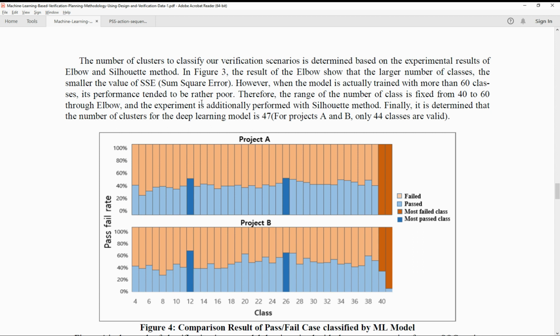The experiment is additionally performed with the silhouette method. Finally, it is determined that the number of clusters for the deep learning model is 47 for projects A and B, and only 44 classes are valid.